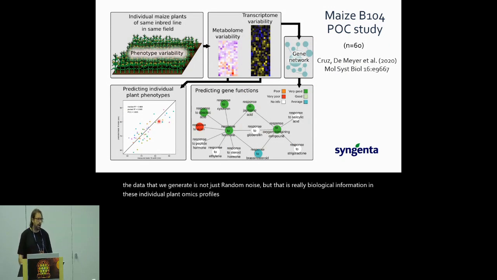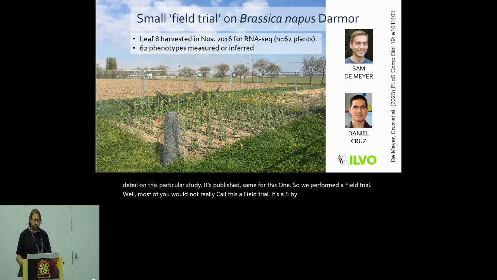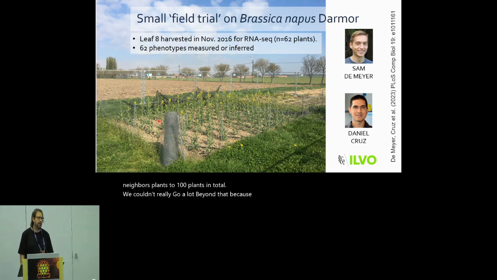For the sake of time, I'm not going to go into a lot of detail on this particular study. It's published. Same for this one. We performed a field trial. Well, most of you would not really call this a field trial. It's a 5 by 5 meter plot of Brassica napus plants, so 100 plants in total. We couldn't really go a lot beyond that because omics data is still pretty expensive to generate, right? So we essentially profiled 62 of the 100 plants standing in this field.